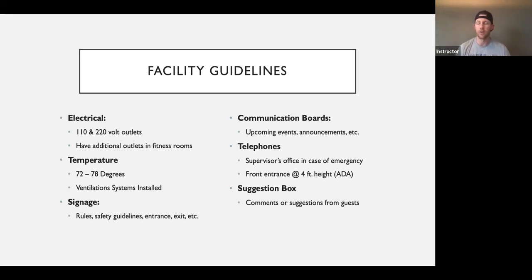Signage, make sure that's clear, right? The rules, your expectations, safety guidelines, where's the entrance, where are the exits? You have to communicate those things. Yes, some of it should be common sense, but common sense also isn't so common. So with that said, just be wise with that.